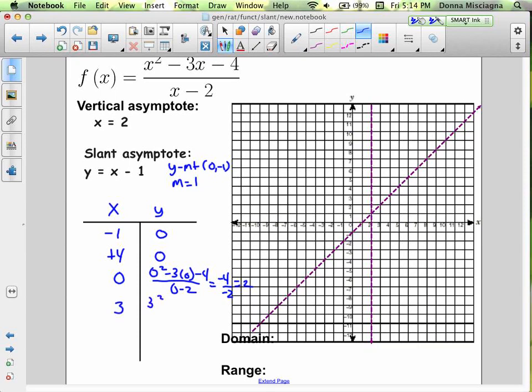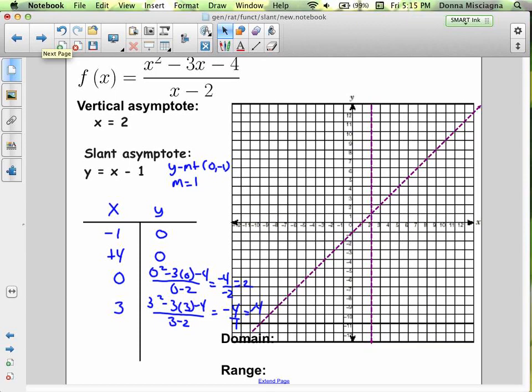3 squared minus 3 times 3 minus 4, all divided by 3 minus 2. That's going to give us 9 minus 9, so that's 0. So we're going to have negative 4, and then we have 3 minus 2, which is 1. So that's just going to be, of course, negative 4. So let's try graphing those 4 points and see, does that seem like it's enough, or do we need more points? Can we figure out the shape of the graph?